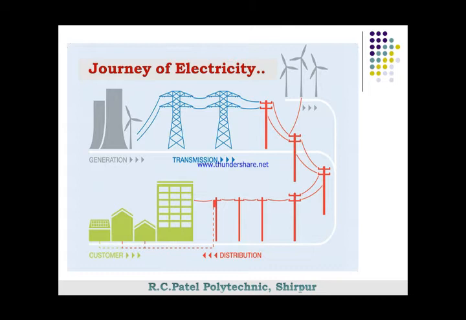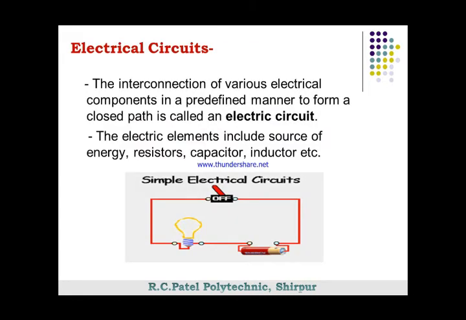First we check some overviews. So what is an electrical circuit? An electrical circuit is the interconnection of various electrical components in a predefined manner to form a closed path, and this is called an electrical circuit. So the closed path is the most important thing. Whenever we connect electrical components in a closed manner, it forms an electrical circuit. Here is a basic diagram of an electrical circuit. In that diagram, the battery is the source, there is a switch to turn it on and off, and here is the bulb.